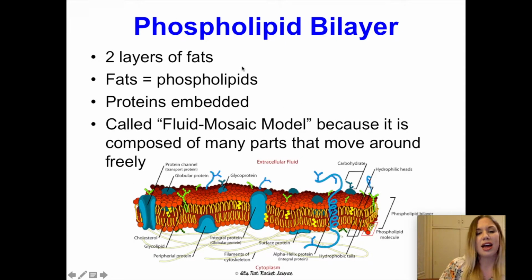Okay, and this model of the phospholipid bilayer of a cell membrane is also called the fluid mosaic model because it is composed of many parts that move around freely. There are all these different parts that make up the membrane, including the phospholipids themselves, the globular proteins, the protein channels, and stuff like this alpha helix protein right here. And it's all moving around together freely.